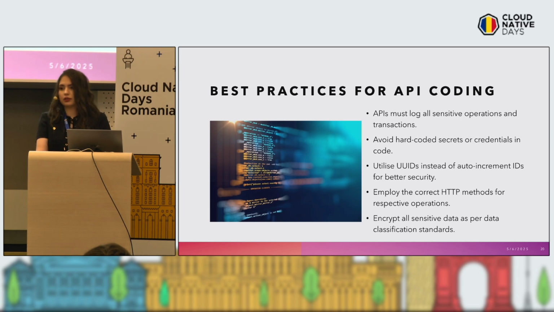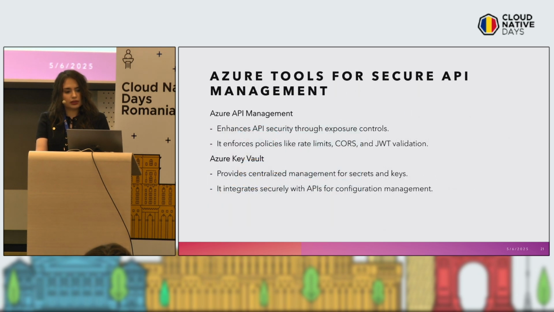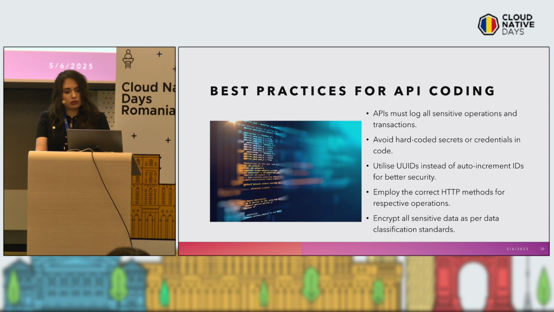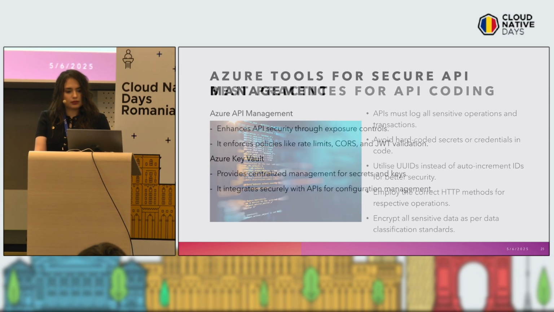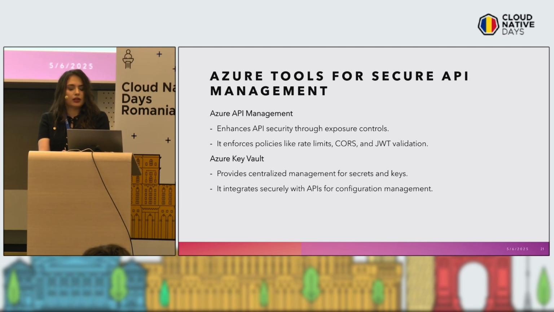Specifically for API coding, there are some best practices like utilizing unique identifiers, encrypting the data as mentioned earlier.